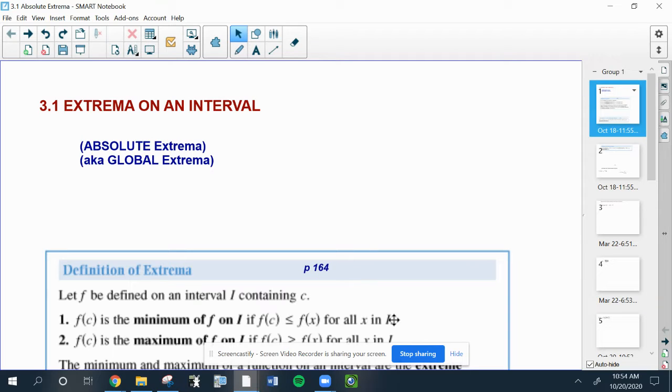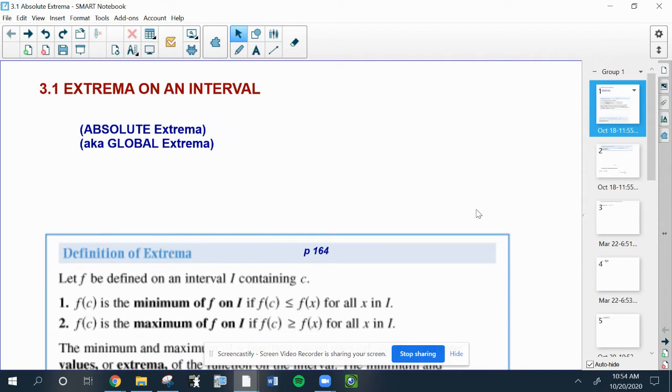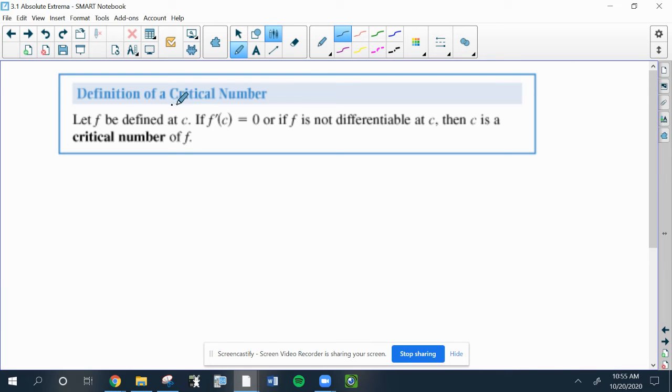Hello, everybody, and welcome to section 3.1, extrema on an interval. What is extrema on an interval? We're going to get to that during synchronous. But one of the key things on finding extrema on an interval are these things called critical numbers. So that's what we're going to focus on in the asynchronous part.